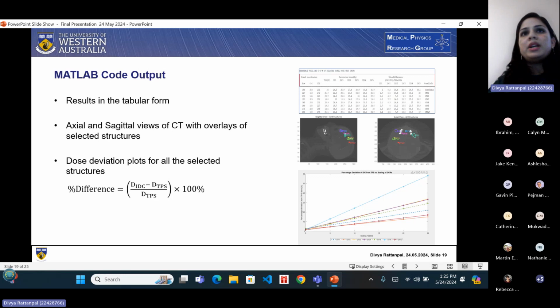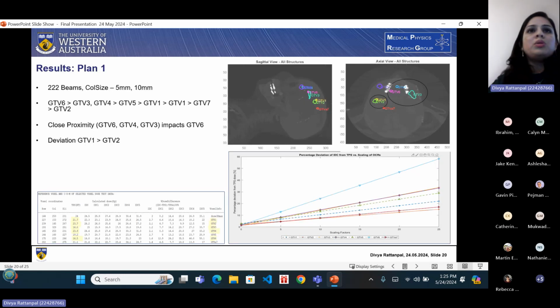Because I have limited time, I'm going to include just 2 plans for discussion. This is the result of one plan. In this plan, the patient has seven brain metastases, and the plan includes 220 beams, and the collimator sizes are 5 mm and 10 mm. If we see the dose deviation plot, the percentage deviation of all the GTVs with increasing scaling of the OCR is different. All the GTVs show different sensitivity to the scaling of OCR.